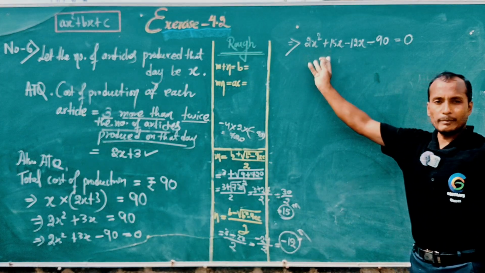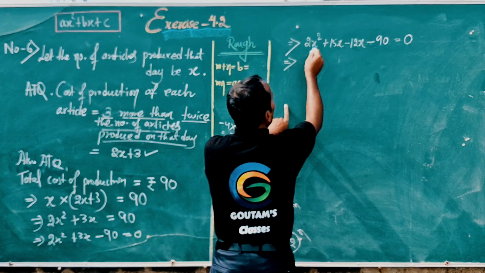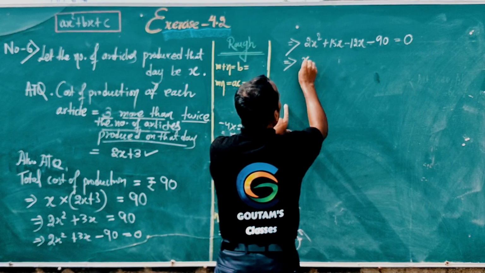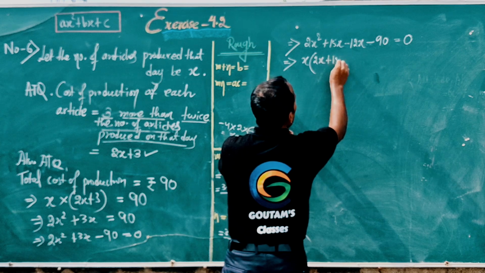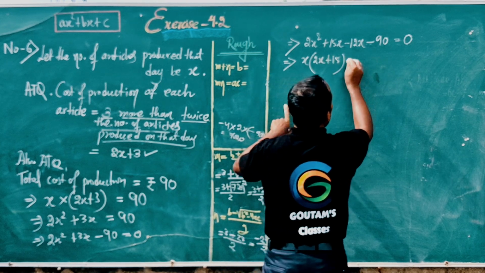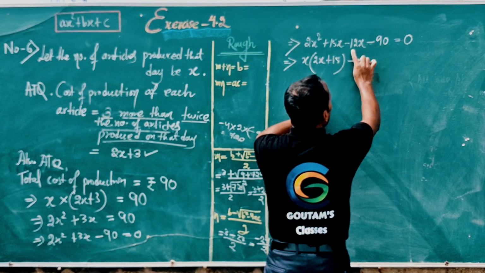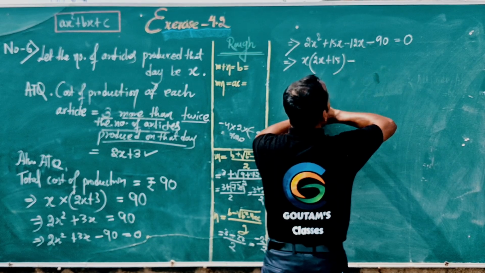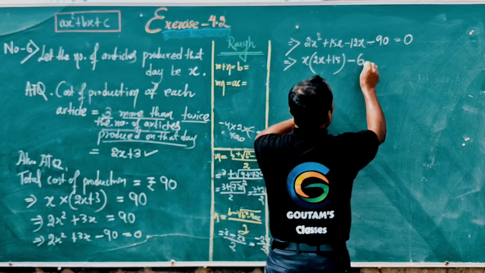The first 2 terms make the first group, and from that, what is the common part? You see, common is x. So you are left with 2x plus 15. From these two parts, if I take minus common, and from 12 and 90, what can be taken maximum as a common factor? 6 is a common factor of both of them. So I can take 6.